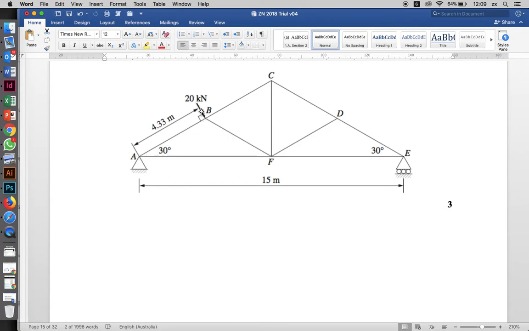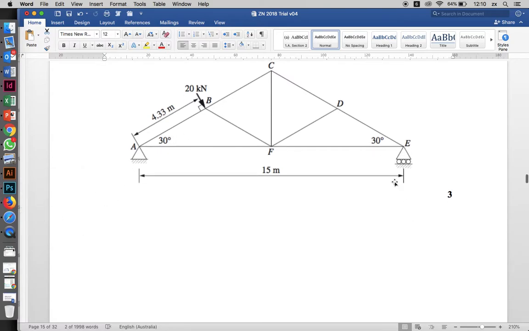We have 20 kilonewtons times 4.33, and that's going clockwise, so that's positive, minus RE, which is an unknown, times 15, because that's going anti-clockwise. The answer we're going to get is 86.6 divided by 15. So RE is going to equal 5.77.